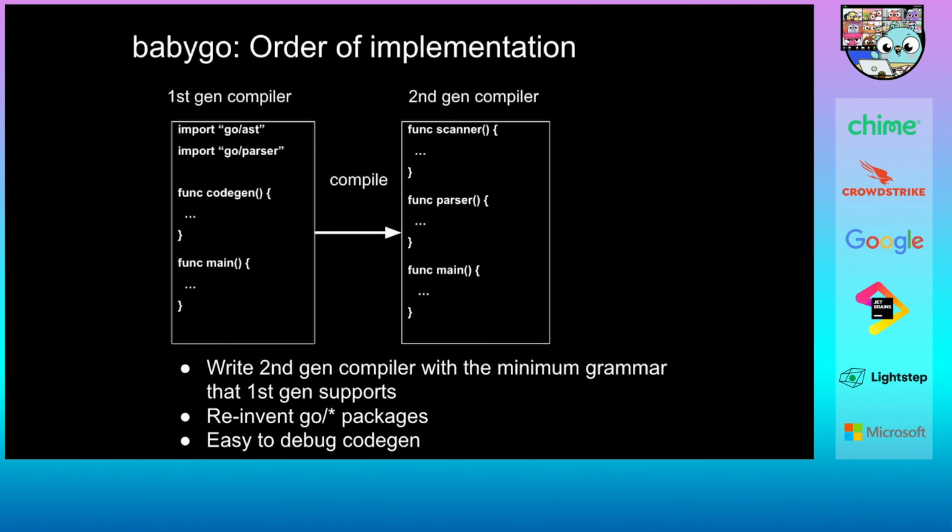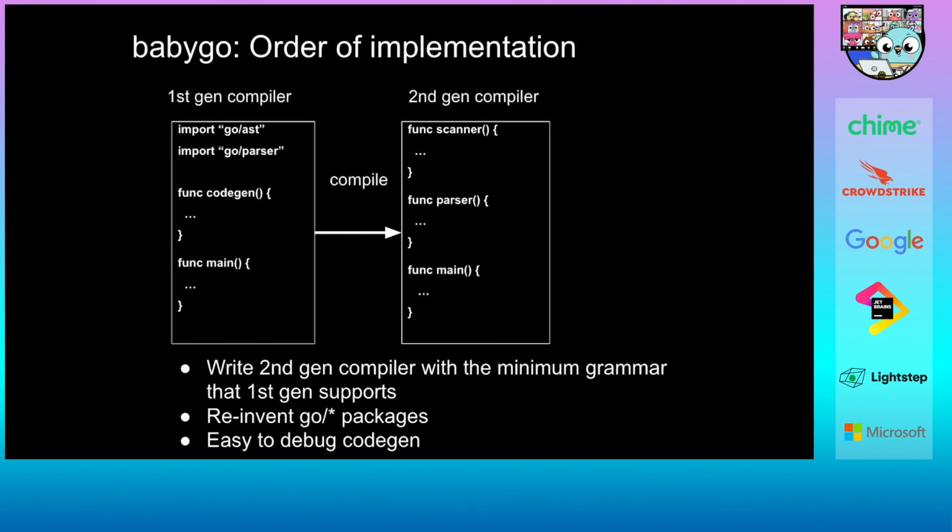But the dependency on go/packages makes self-hosting very difficult, because go/packages depends on a lot of other packages like fmt, os, and runtime, which include various kinds of grammar. So, after implementing a certain amount of features in the first generation compiler, I started writing a second generation compiler from scratch. I ported a scanner and parser from go/packages to my compiler using the minimum grammar that the first generation compiler supports.